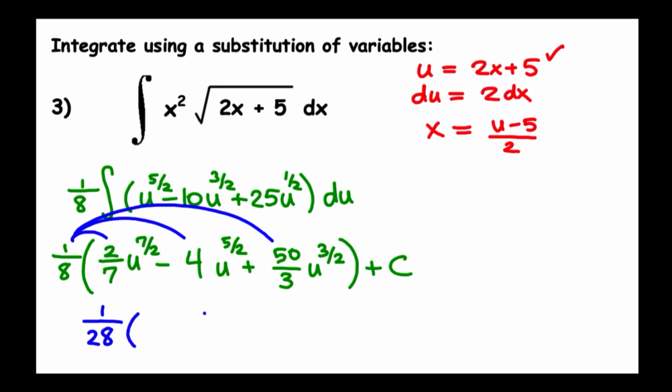It's u to the 7/2. 1/8 times 4 is 4/8. That's going to be minus 1/2 u to the 5/2. And 1/8 times 50/3 is going to simplify down to 25/12 because you can cut this in half. And think you can see the 25/12.